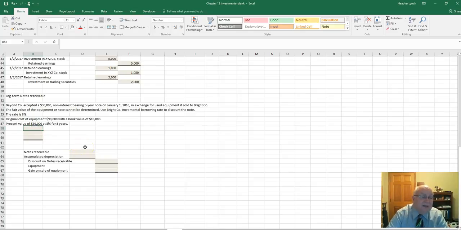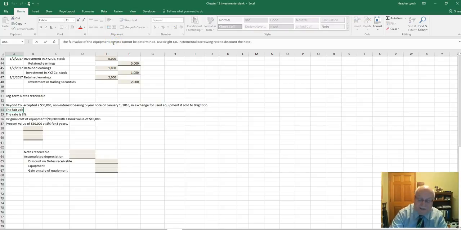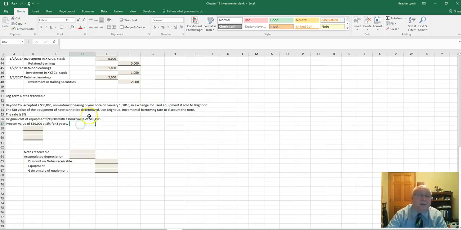Okay, now for long-term investment, long-term notes receivable. So Beyond Company accepted a $30,000 non-interest-bearing 5-year note on January 1st of 2016 in exchange for used equipment it sold to Bright Company. The fair value of the equipment or of the note cannot be determined. It said use Bright Company's incremental borrowing rate for the discount rate, which their rate is 8%.